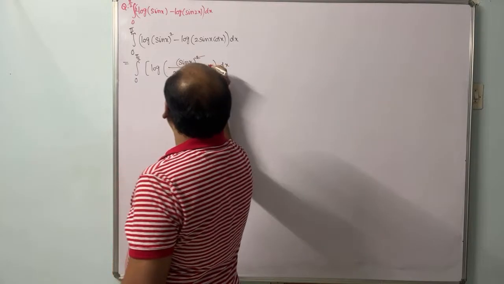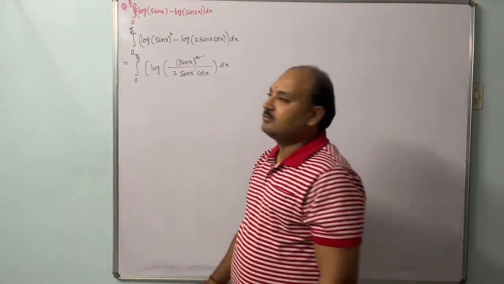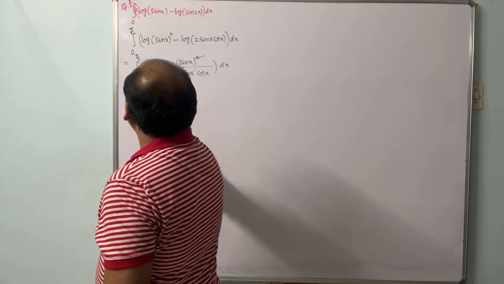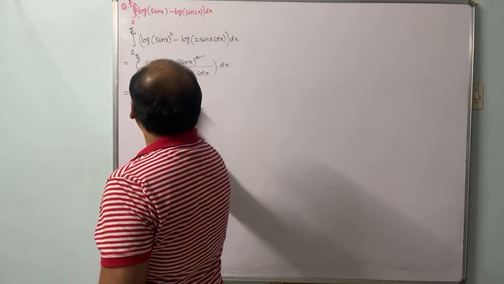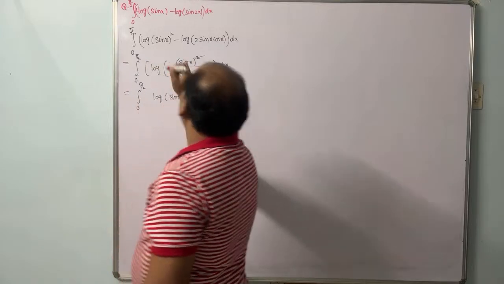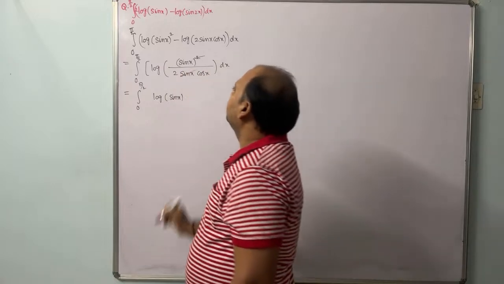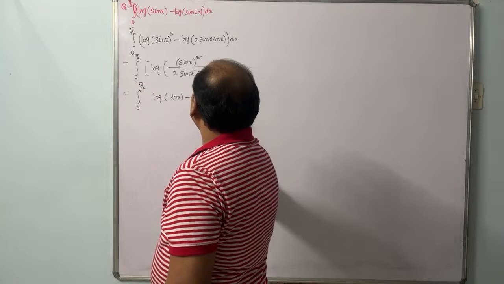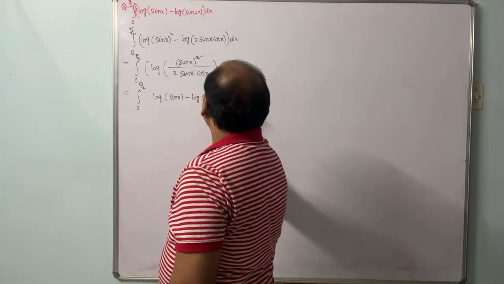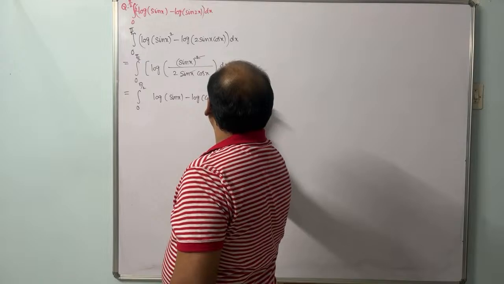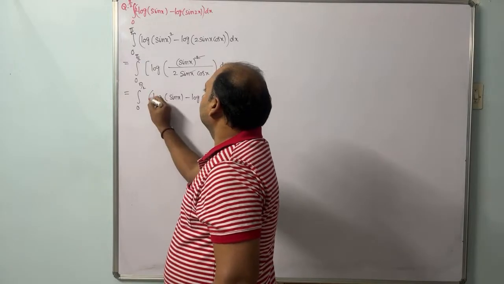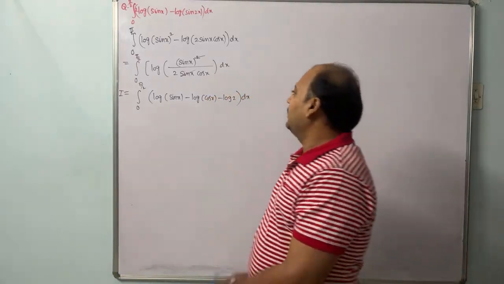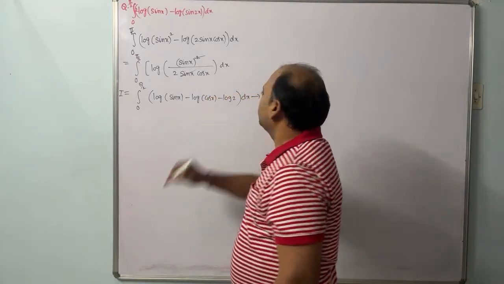So one of the sin x is going to get cancelled. We can write it as integral 0 to pi by 2 log of sin x, log a minus log b, so we can write it as minus log cos x minus log 2 into dx. This we can assume as equation number 1, dear students.